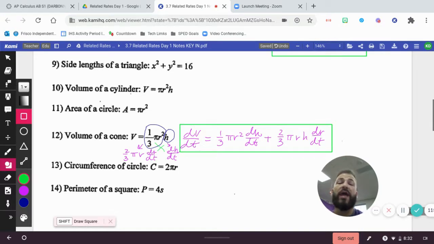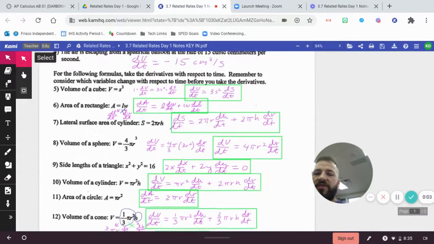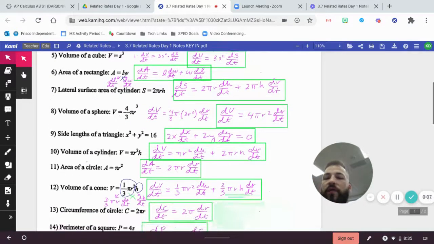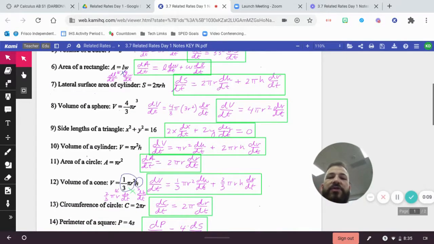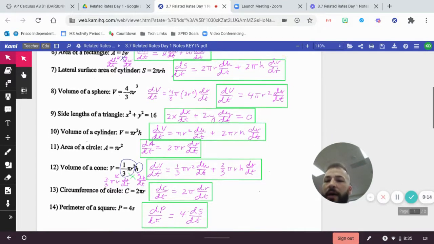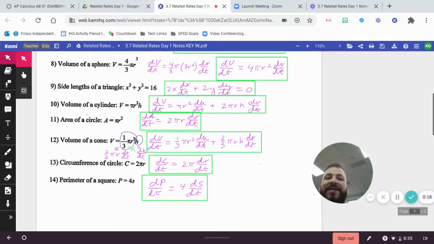Okay, go ahead and finish the rest of these. You can pause me, and then we'll move on to something else in a second. Kind of zoomed out here so you can see all of them. So just go over: ds/dt is equal to 2 pi r dh/dt plus 2 pi h dr/dt. Another one we didn't do, the side lengths of a triangle: 2x dx/dt plus 2y dy/dt equals 0.